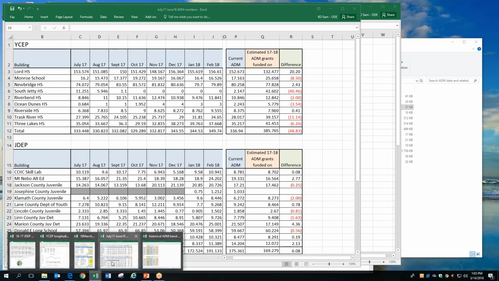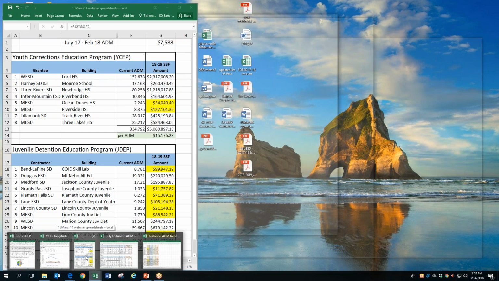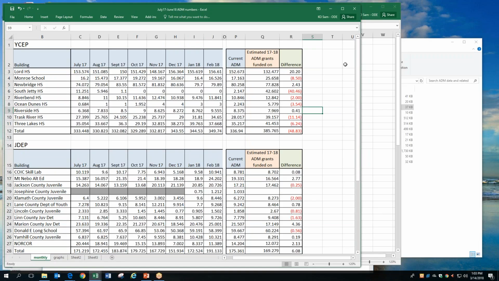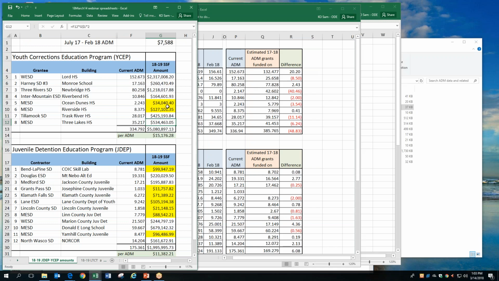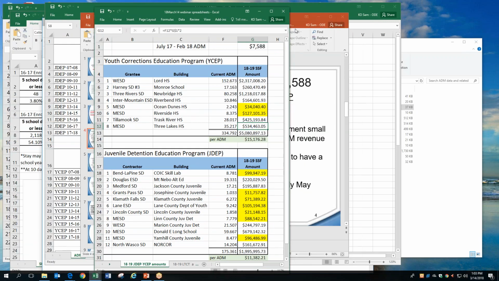Oh, not this spreadsheet. What I wanted to do too is show everybody how we arrived at this. This is the ADM sheet that we send out every month or every so often to track your ADM level, and that's how we get here. So this is the spreadsheet. The formula is the per ADM amount times 2 for YCEP times your ADM, and so forth.